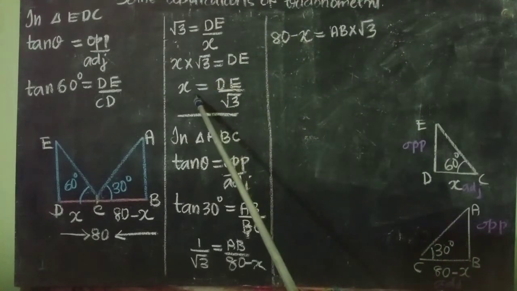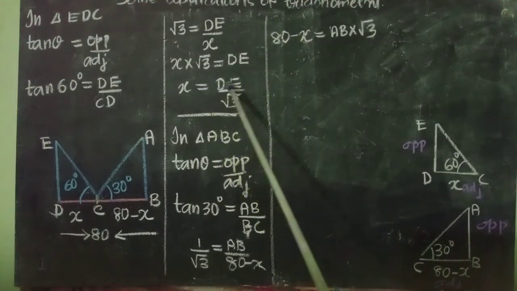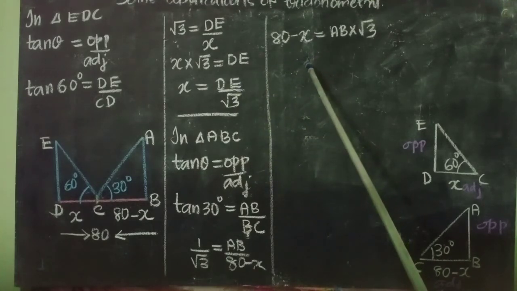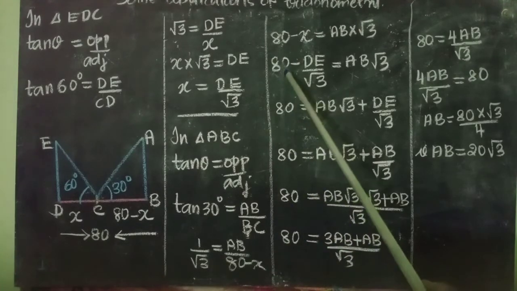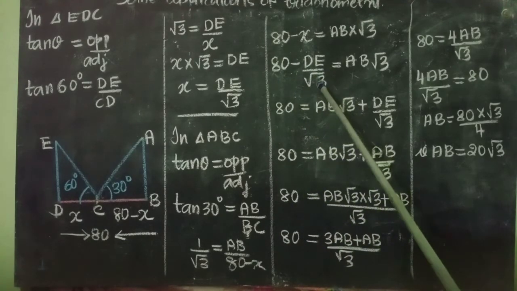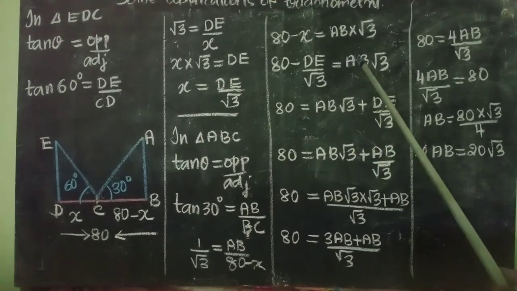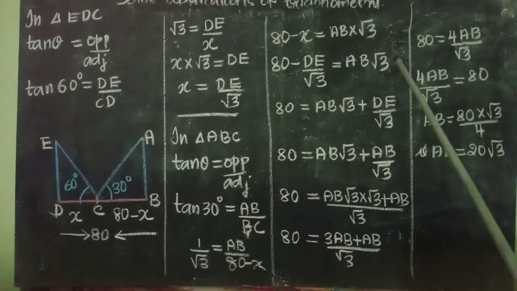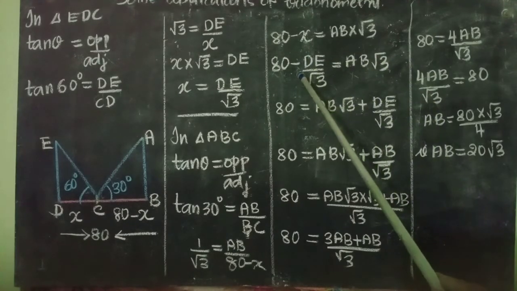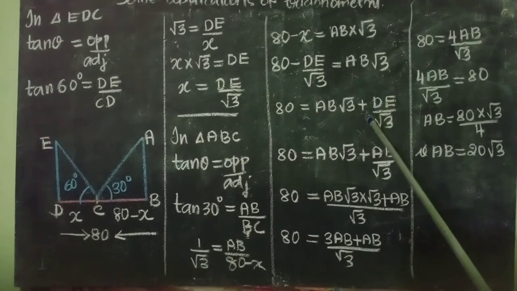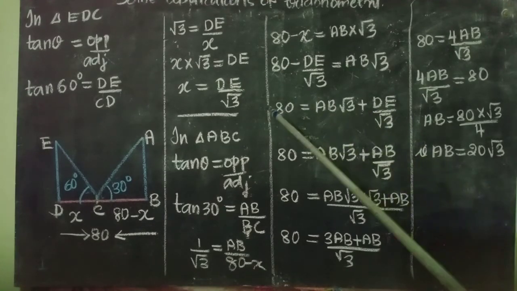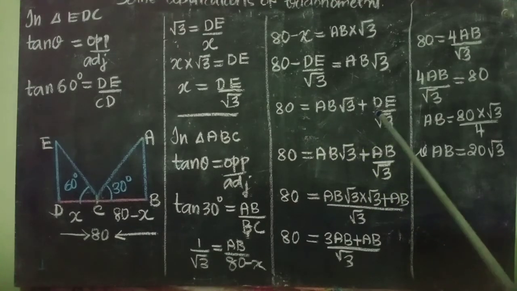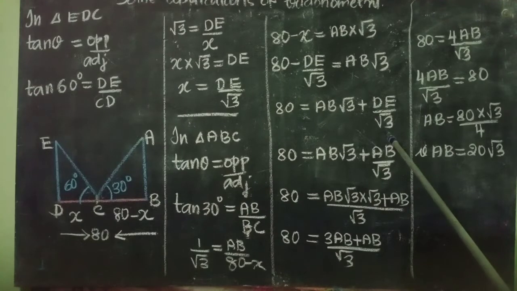Now we have the value of x here, x equal to DE by root 3. Let us substitute it here. We get 80 minus DE by root 3 equal to AB root 3. Let us take this DE by root 3 to right side. Here it is negative. If we take it to right side, it will become positive. So we get 80 equal to AB root 3 plus DE by root 3.